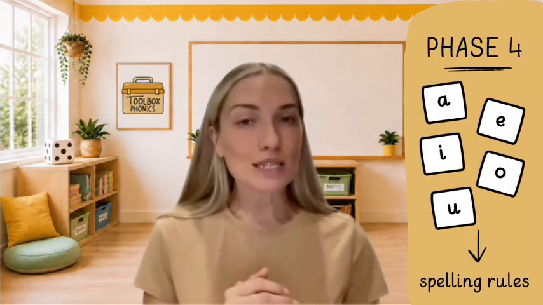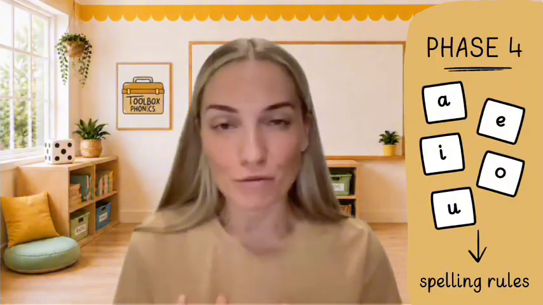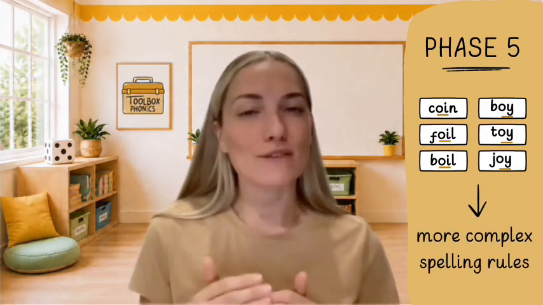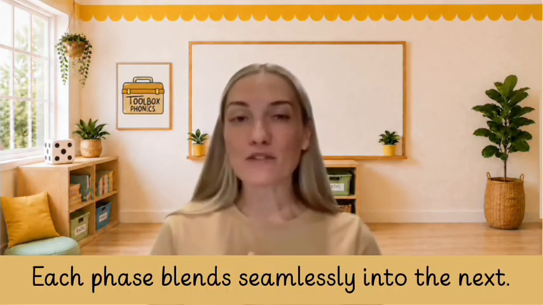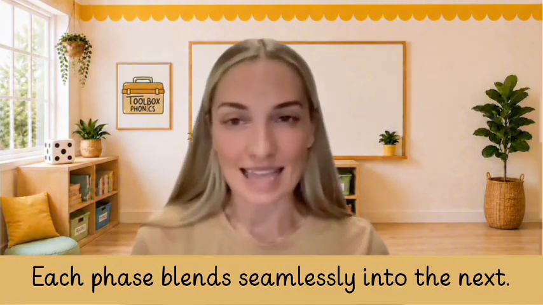In Phase 3, children are introduced to longer two-syllable words and words containing multiple digraphs. In Phase 4, they are introduced to the concepts of vowels and consonants, preparing them to use this terminology within many of the spelling rules introduced at Phase 5. And in Phase 5, they are introduced to the concept of spelling rules, which naturally become more complex as they move into Phase 6. This deliberate early exposure to more challenging concepts helps each phase blend seamlessly into the next.